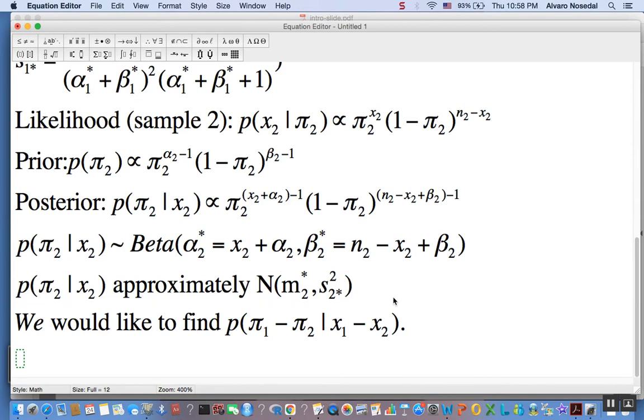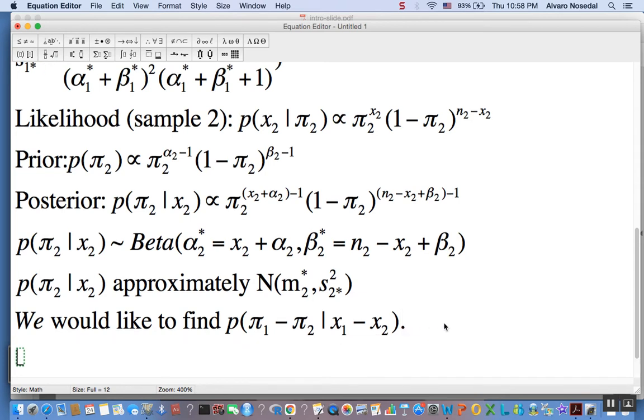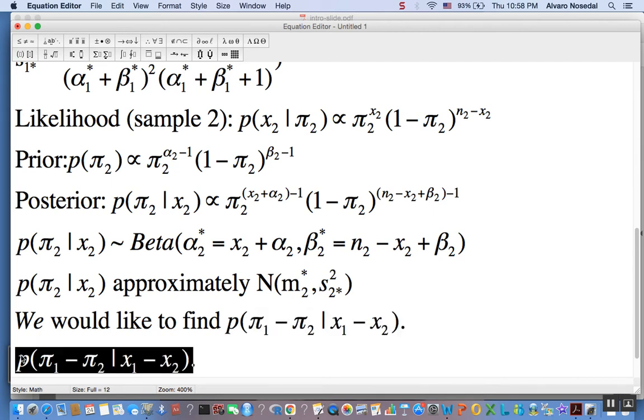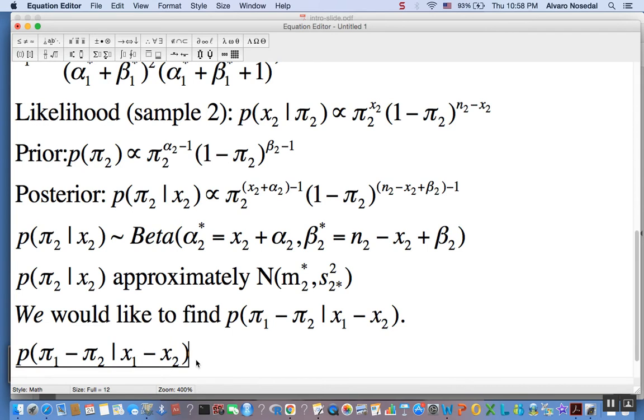Now, since we are approximating these posteriors with normals, we know that a linear combination of normal random variables is normal, right? So what we're going to be doing is, guess what? The posterior distribution is going to be approximately normal.